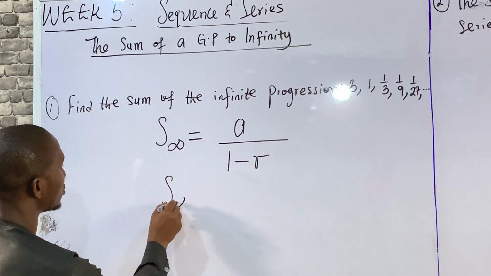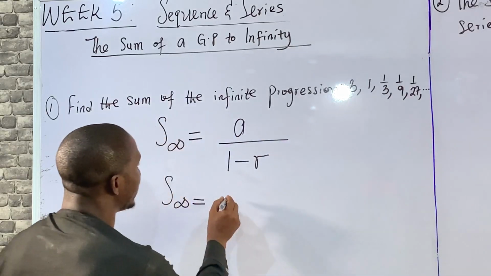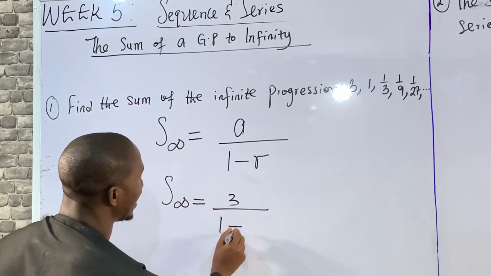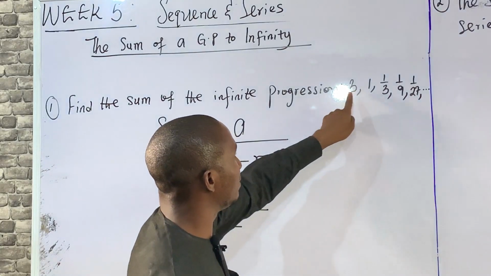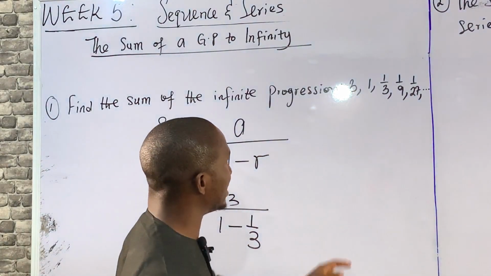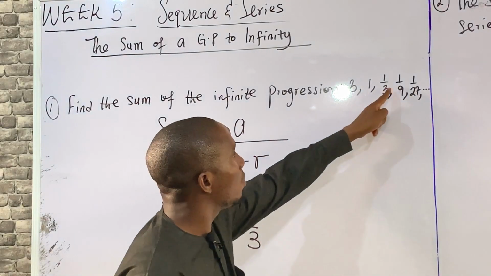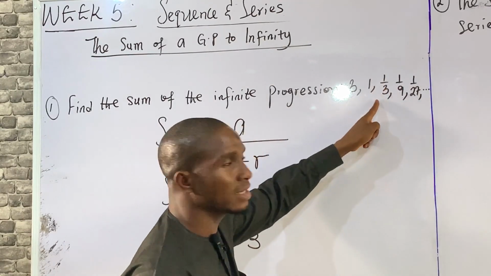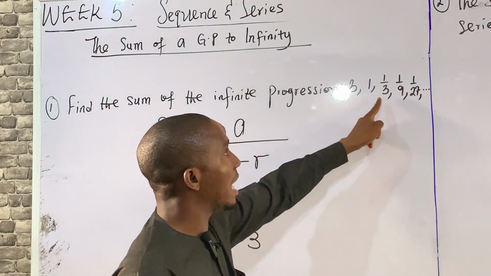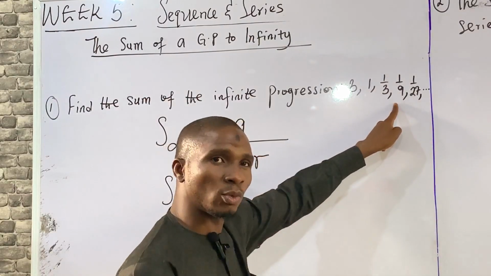So therefore, sum to infinity in this series will be A, which is 3, divided by 1 minus R. R is 1 over 3. Which of course is the same thing as saying 1 over 3 divided by 1, it will still be 1 over 3. 1 over 9 divided by 1 over 3 is still going to be 1 over 3. And 1 over 27 divided by 1 over 9 is still going to be 1 over 3.